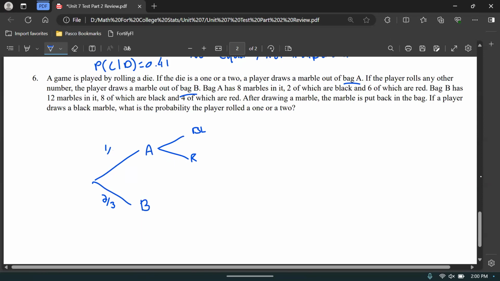Actually, forget about it. I'm going to make these match the right values from there. So 2 out of 6, 4 out of 6. I know it's not simplified, but it'll be okay. This was 2 out of 8, and this would be 6 out of 8, just to make it a little bit easier to understand if you're reading this at home. All right. And then bag B has 12 marbles in it, 8 of which are black. So black, 8 out of 12. And then red would be 4 out of 12. All right, there you go.